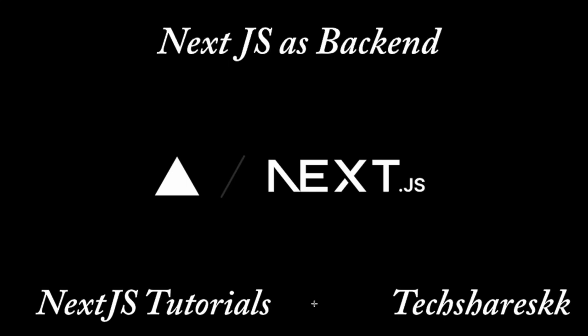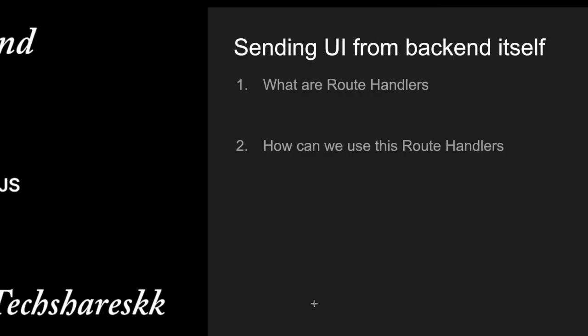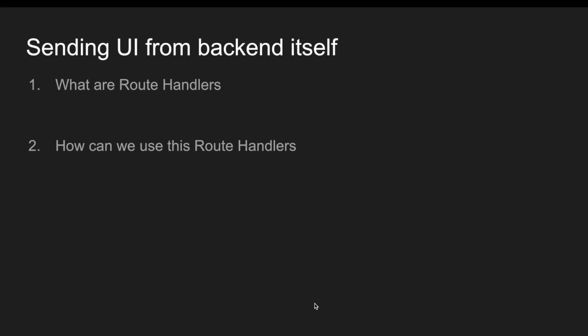In this video, we will learn how to send the UI from backend itself. There is a mechanism where you give a route, and based on that route, the backend response will automatically be in HTML format. Let's see how that can be done in Next.js. So let me go into another slide. To learn how to send a UI from backend, we have to go through route handlers and how these route handlers will be used in Next.js. So let me quickly jump into Visual Studio Code.